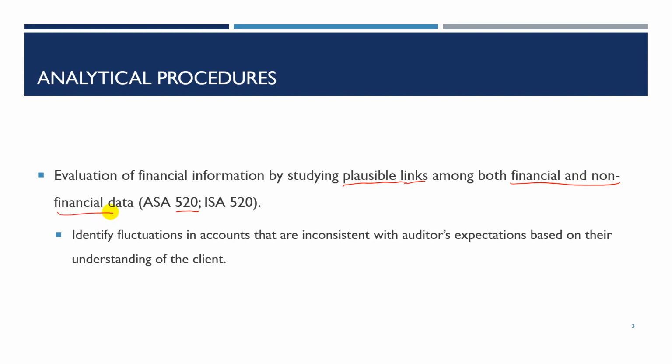Analytical procedures identify fluctuations in accounts that are inconsistent with the auditor's expectations based upon their understanding of their client. For example, if an auditor is aware that their client has borrowed a significant amount of money in the previous financial year, a decline in the client's debt to equity ratio would be quite unusual and would lead to further investigation.